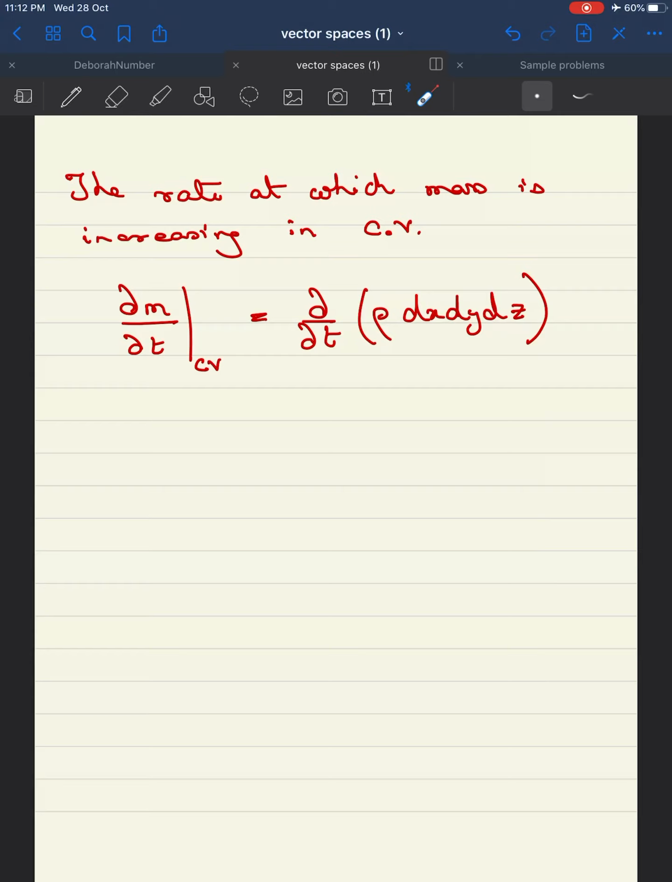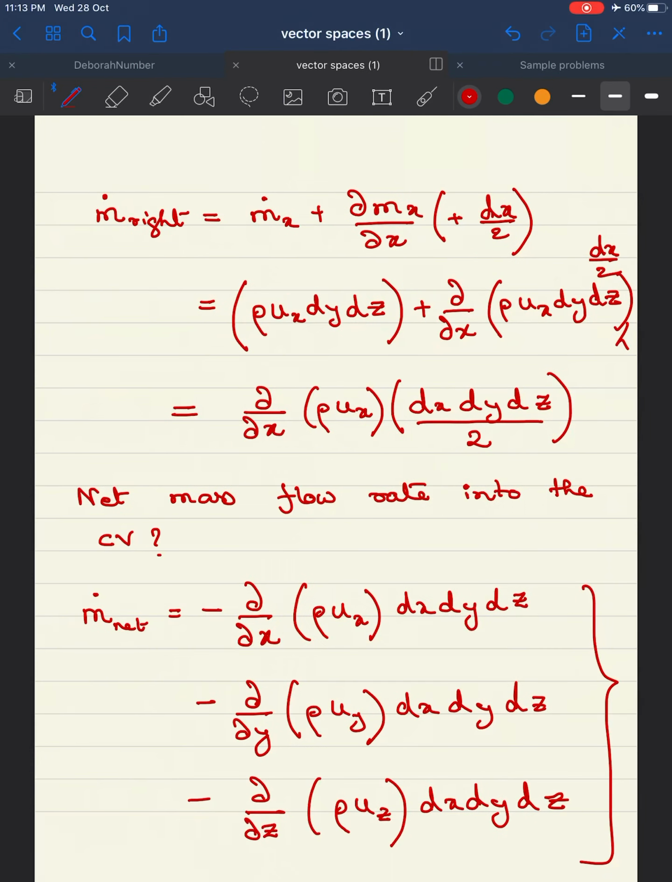So now what does my principle of conservation of mass say? The principle of conservation of mass says that the rate of increase of mass within the control volume must be equal to the net rate at which the mass enters the control volume, right? So my del m by del t, because mass cannot be created, this increase must be accounted for by this particular quantity. Okay.